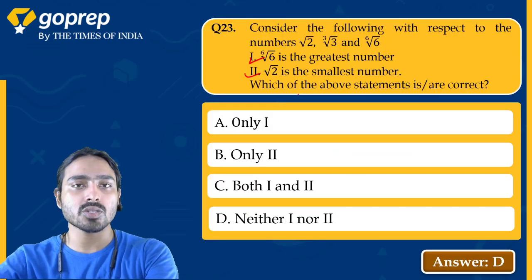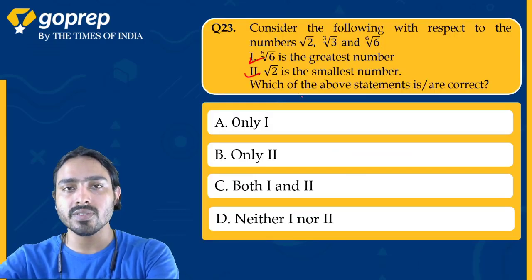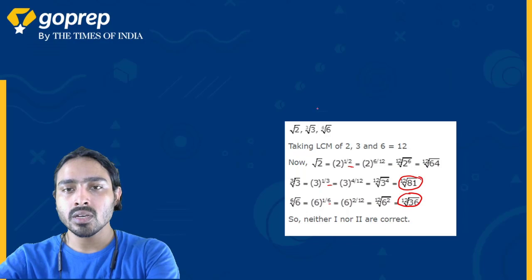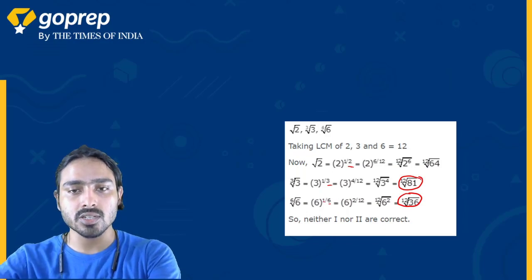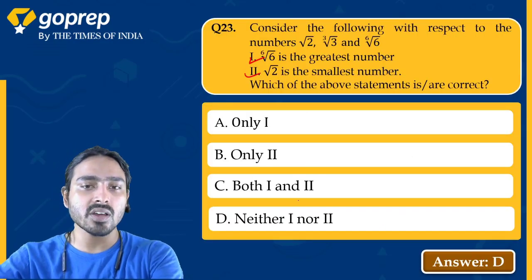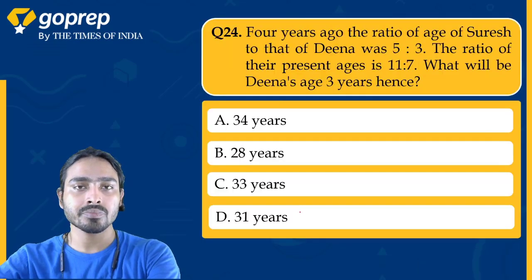We can simply see 3 root 3. So the first is wrong, and root 2 is given as the smallest. If you check it, it is not; the smallest is 6 to the power 1 upon 6. So both of these are wrong, so D is the right answer.